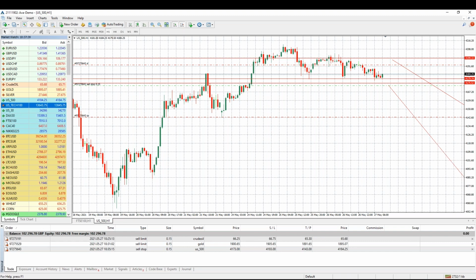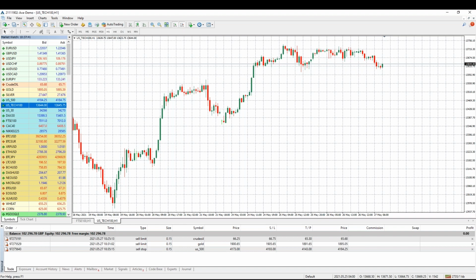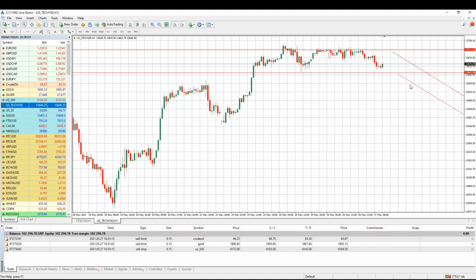You could do the same thing on the US 100, which is the NASDAQ. Okay, you could have a sell limit set up here at this resistance level, and you also could have a sell stop below the support level, a sell stop down here to sell. So you could put a sell limit from this price with your stop loss just above that, and you could put a sell stop at the same time if it breaks the support to sell as well.